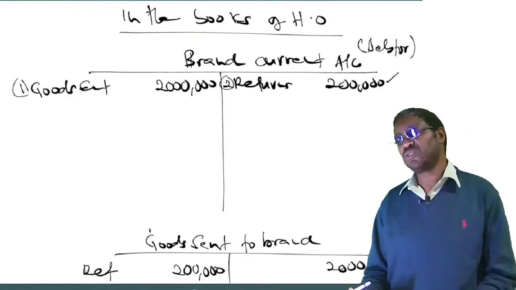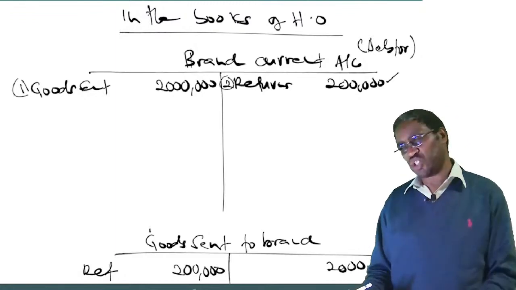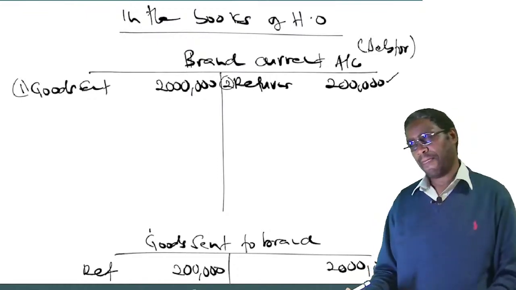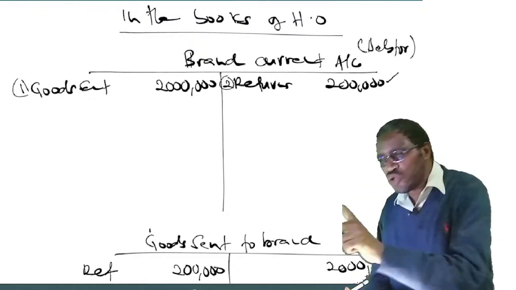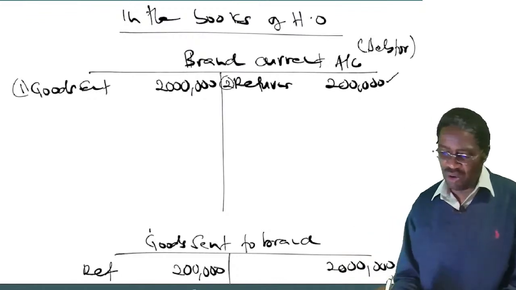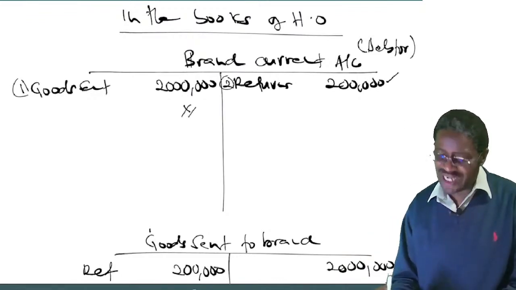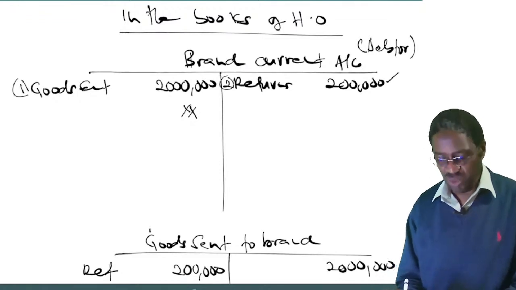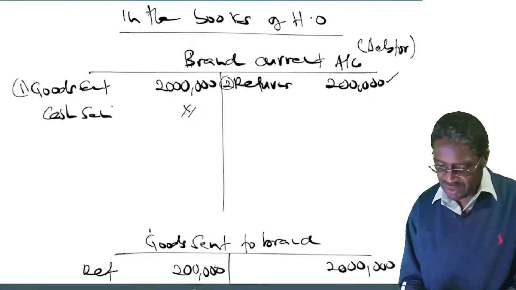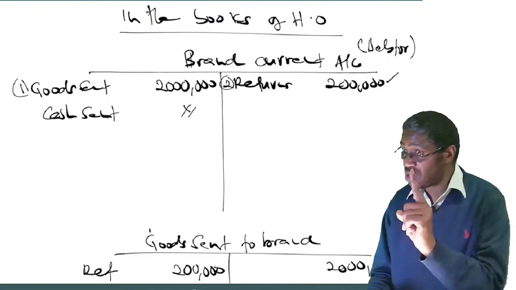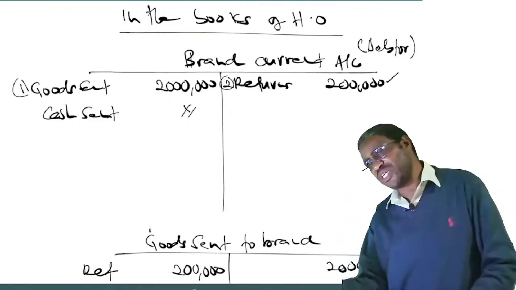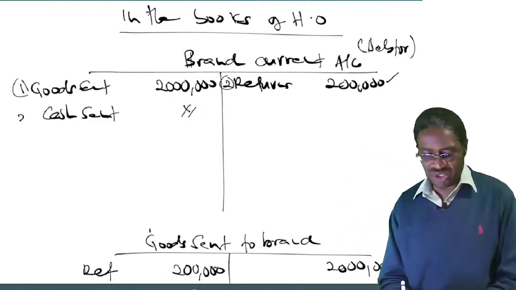Suppose for whatever reason, your branch needed some cash. And you as a head office, you sent them cash. Of course, they owe you for that amount. So you as a head office, you charge your branch. How? By debiting branch current account by the cash sent to the branch. Whatever cash you're sending to your branch, you charge the branch by debiting branch current account, and of course you credit bank. That's number 3.